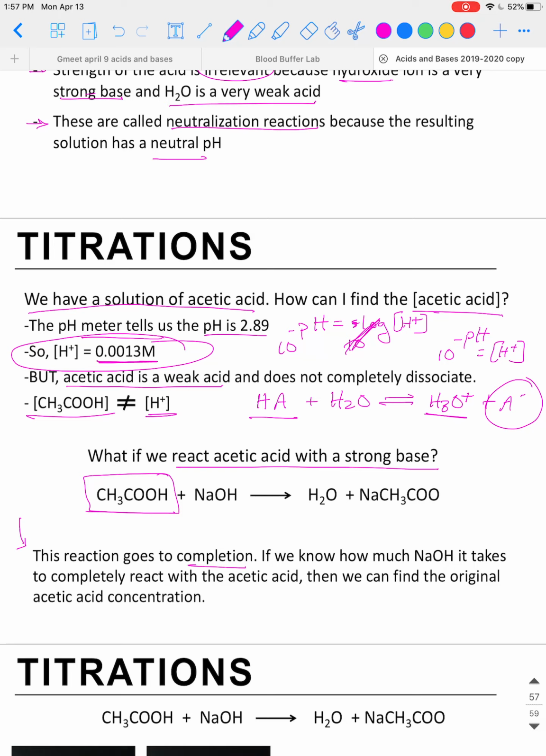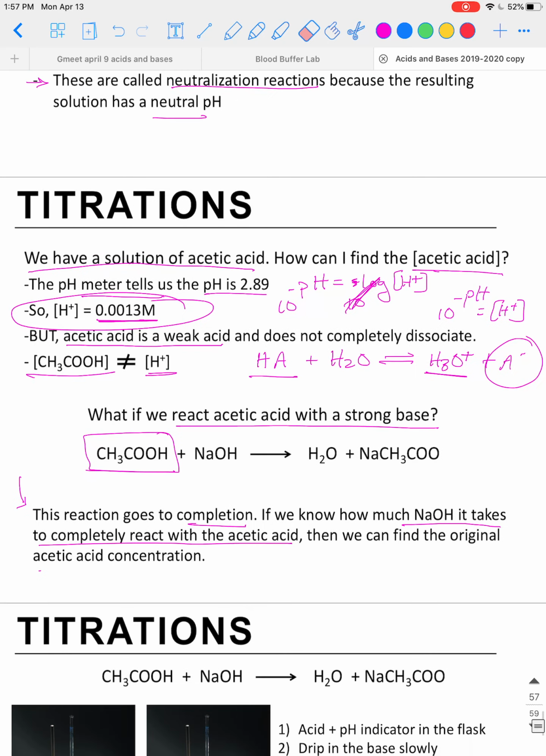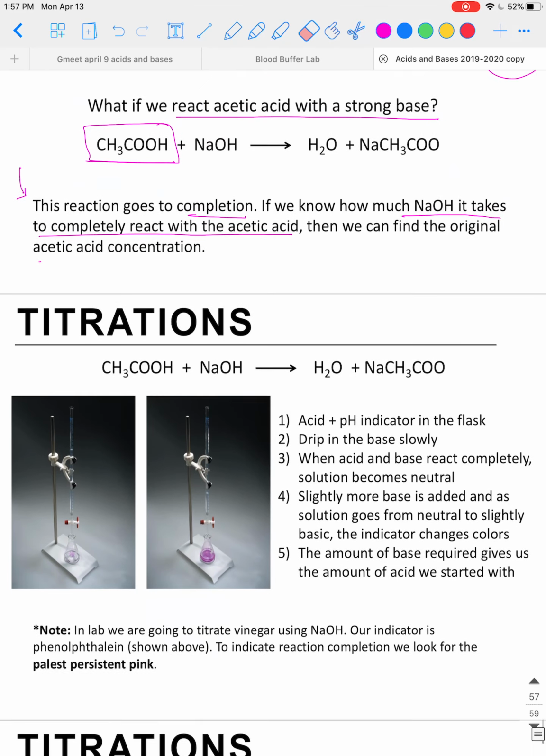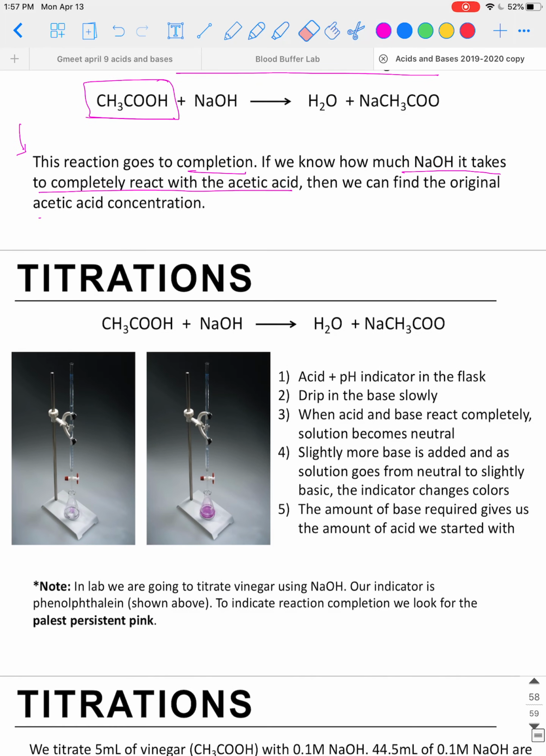What I just said, if you didn't grasp that, is that the reaction will go to completion. We draw a single arrow here. If we know how much NaOH it takes to completely react with the acetic acid, then we can find the original acetic acid concentration, because we can use a mole ratio. If we know how many moles of NaOH it takes to react with X amount of acetic acid, we can do a mole ratio and figure out how many moles of acetic acid that is. Okay.